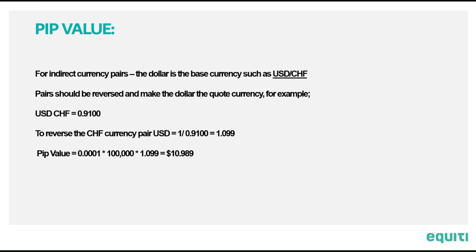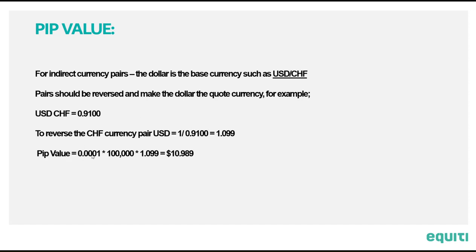For indirect currency pairs, the dollar is the base currency, such as USD/CHF. This is for Switzerland. These pairs should be reversed to make the dollar the quote currency. For example, USD/CHF 0.9100. To reverse the USD/CHF currency pair, you have to divide 1 by it.